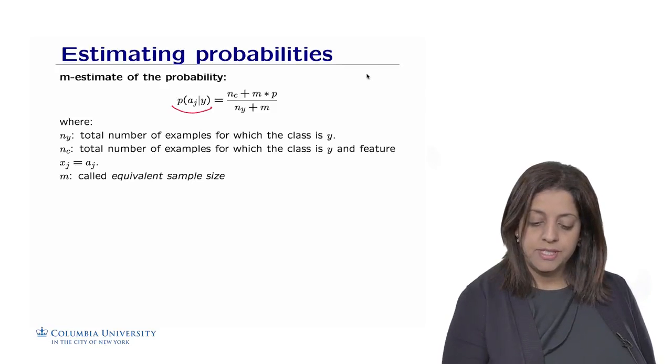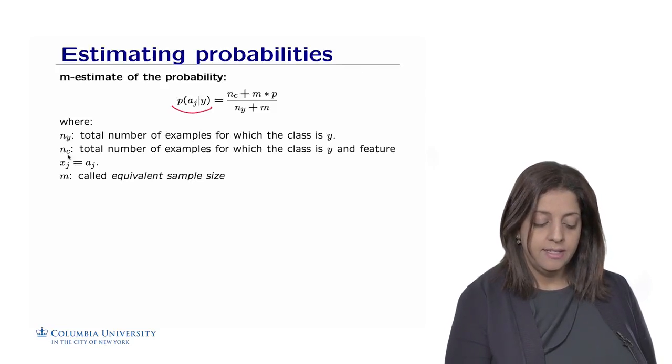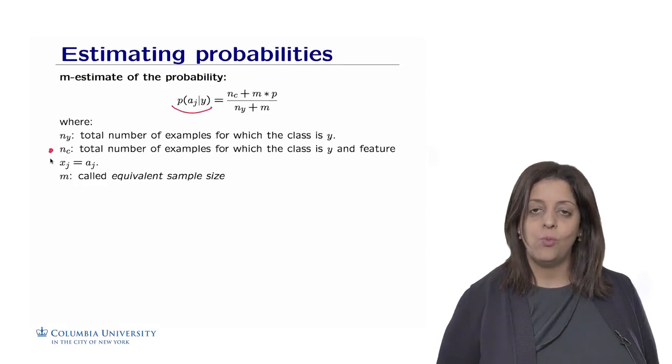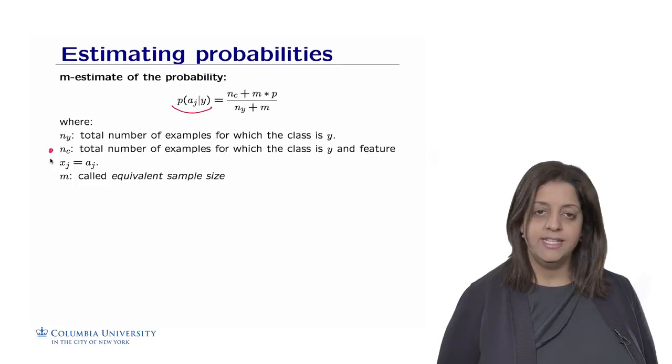Usually what we do is, suppose that NC is the total number of examples for which the class is y and the feature value xj is aj.